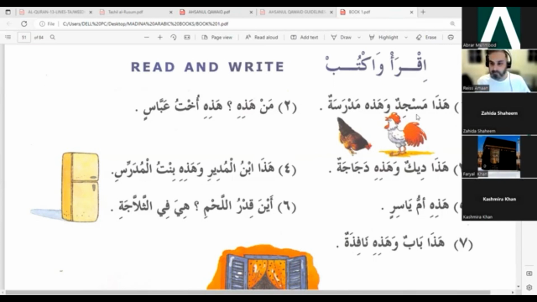هذا مسجد وهذه مدرسة. This is a masjid and this is a school. Yeah, alhamdulillah. Okay, let's go to Sister Kashmira up in wonderful India, Mumbai, I believe. Please go to the next sentence.